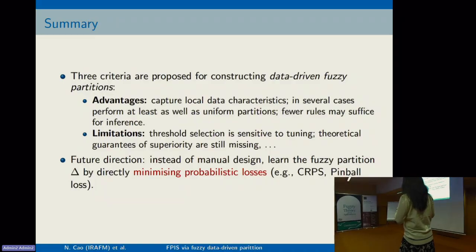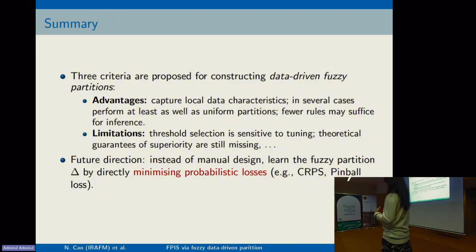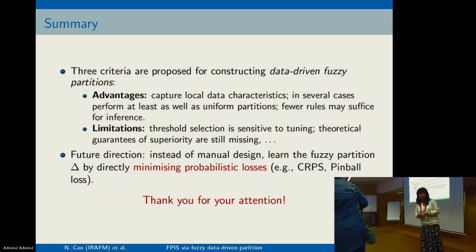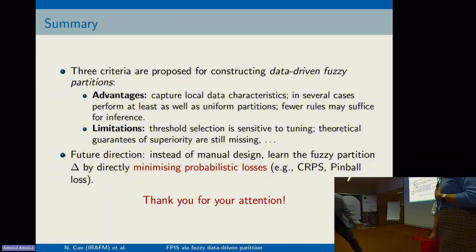And for me, because the purpose is minimizing the loss in the probabilities, like quantile loss, pinball loss or the CRPS loss, I want to try to construct the fuzzy partition in that way. It minimizes the loss. That's all. If you have some suggestions, any questions, comments?